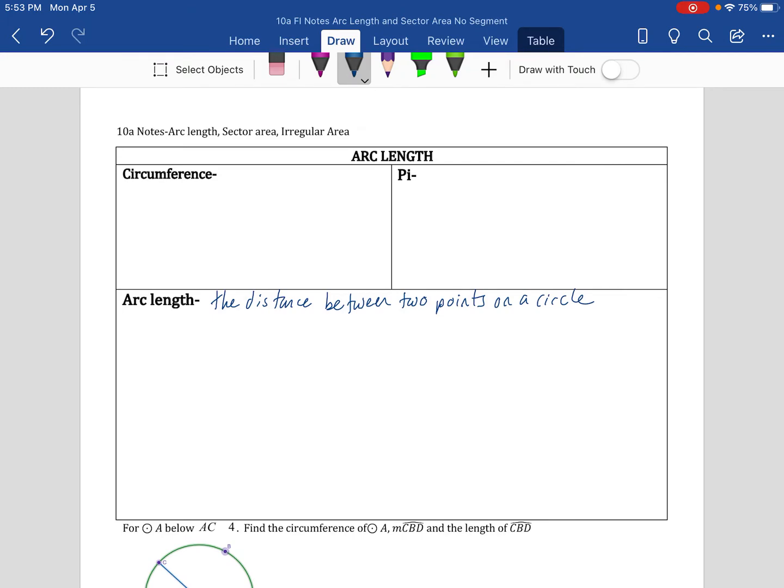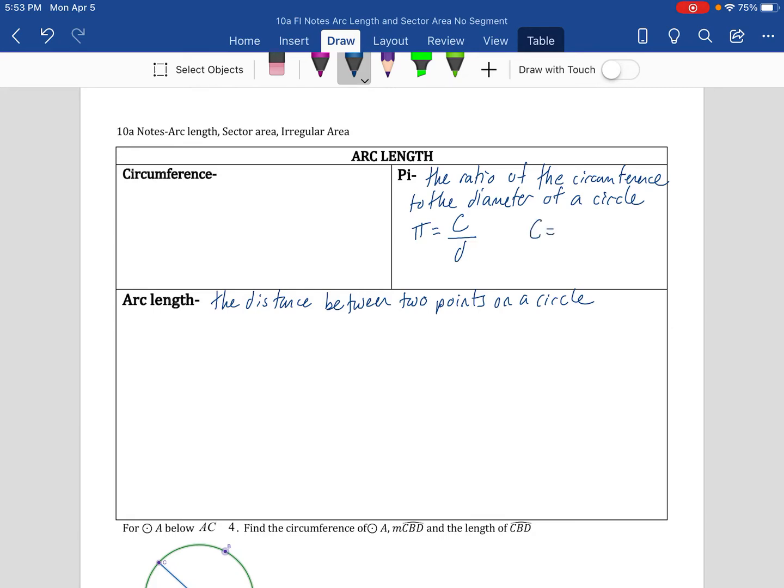And the first thing I want to talk about is pi. So pi is defined as the ratio of the circumference to the diameter of a circle. So that's the definition of pi. If you take the circumference, if you measure around a circle and divide by the distance across the circle, you get the same number every single time, which is pi.